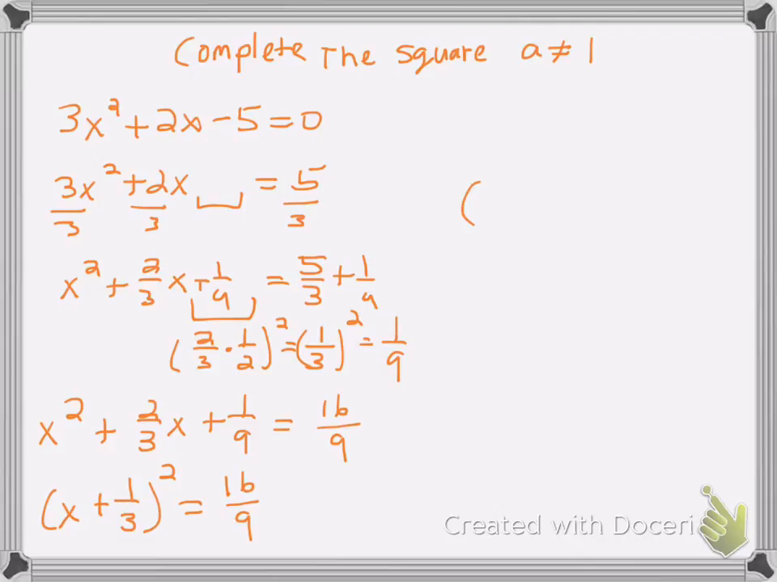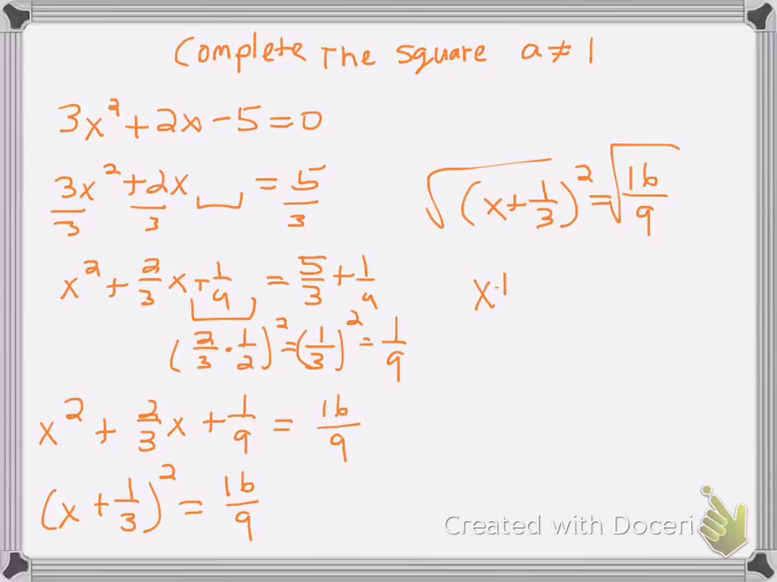So we factored it. It's in square root method. That's what we're trying to do. The reason we complete the square is so we can get it into square root method. So I'm going to go over here on the right-hand side and write out my x plus 1/3 squared is equal to 16 over 9. I'm going to square root both sides.